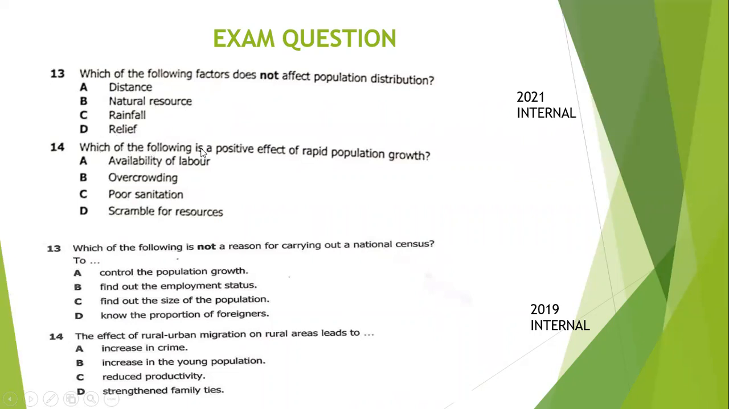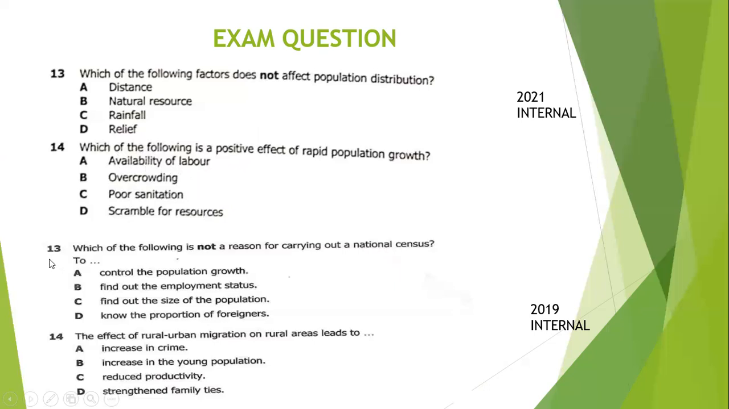Now, which of the following is a positive effect of rapid population growth? When there are too many people, what could be the positive or the good thing about it? Availability of labor. Yes, that is good. You have too many people, and if you have a lot of people, you have enough labor. Overcrowding, this is bad. Poor sanitation, that is bad. Scramble for resources, that is bad. So we're looking at a positive effect. So the positive effect here is availability of labor.